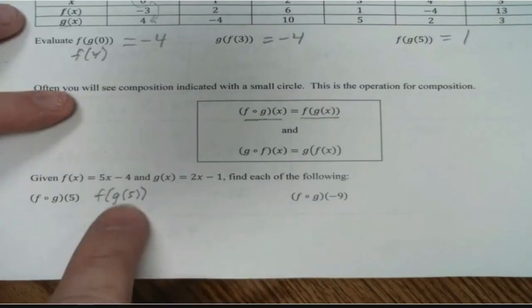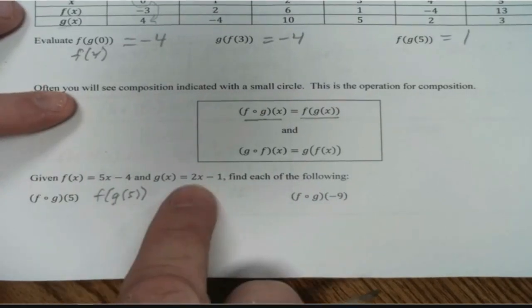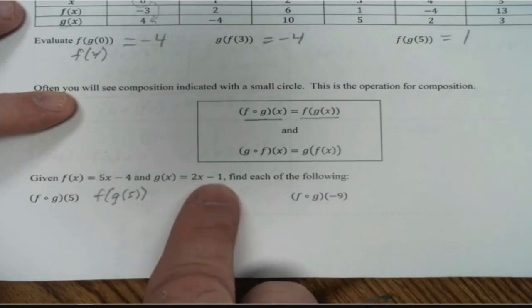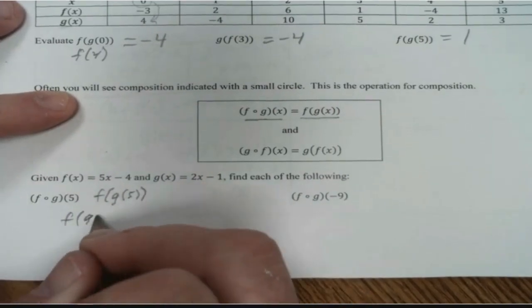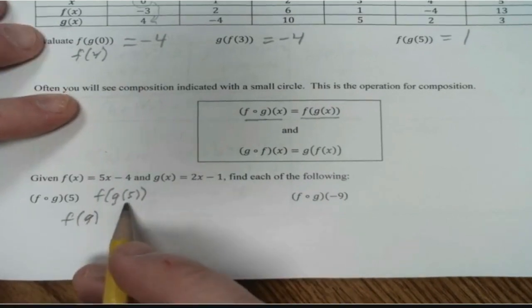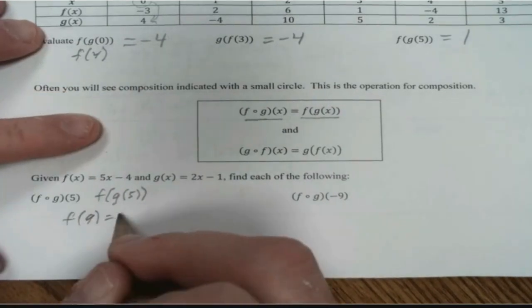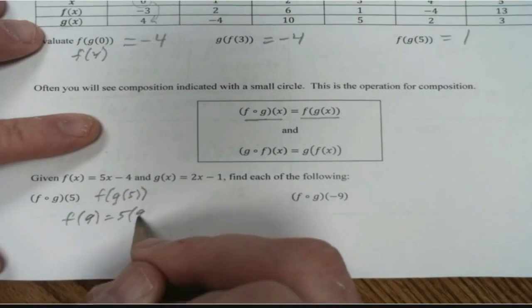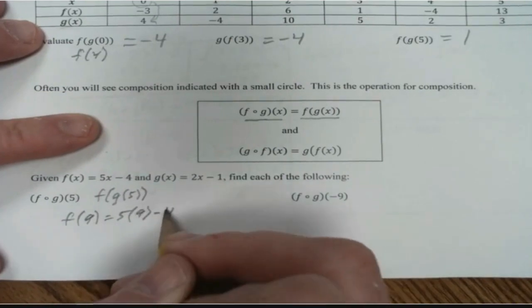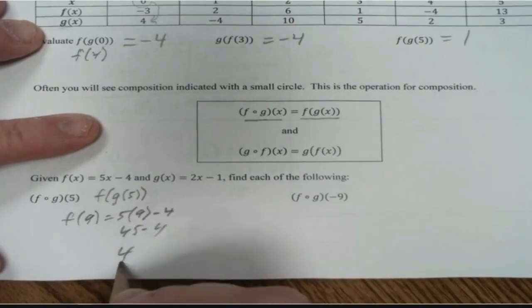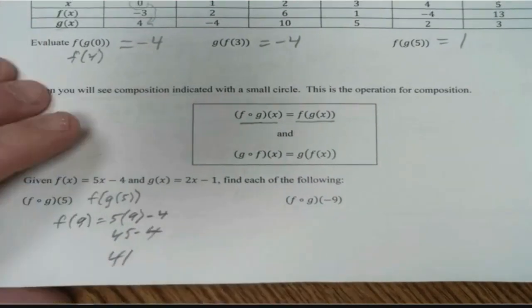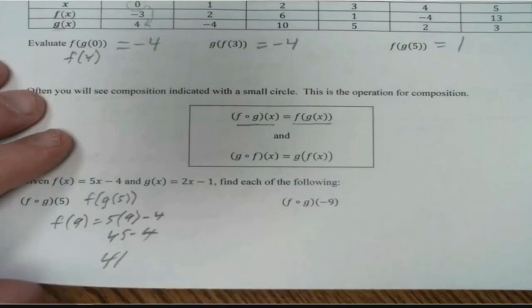All right. So we're just going to substitute 5 into the g. 2 times 5 is 10 minus 1. So this is the same thing as f of 9, because that's what g of 5 equals. So 5 times 9 minus 4, 45 minus 4, that equals 41. So the same thing for there.